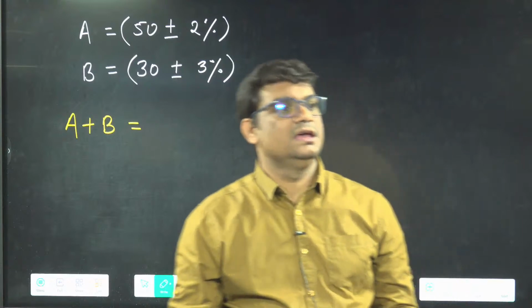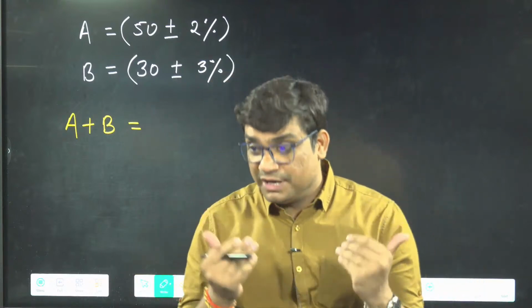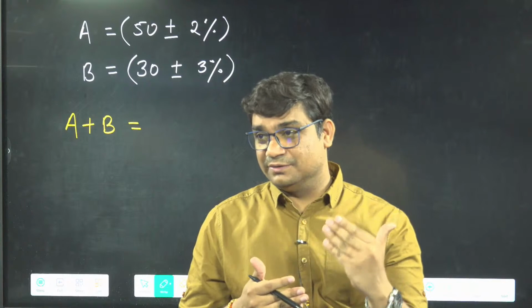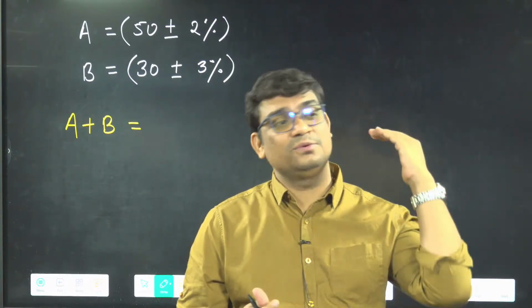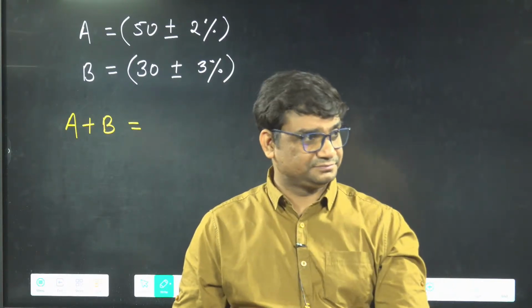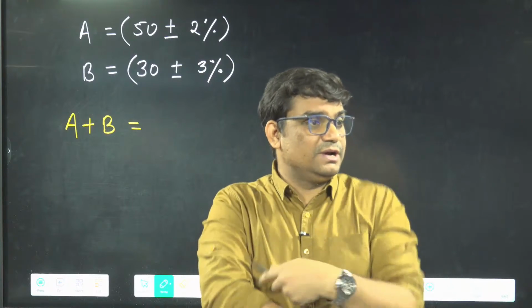Haas is saying 80 plus minus 5%, but the answer is wrong. But just now, 2 minutes ago, you told that you have to add what?